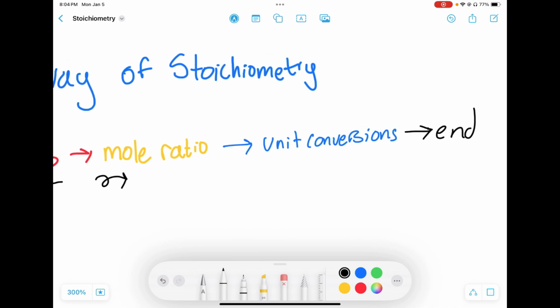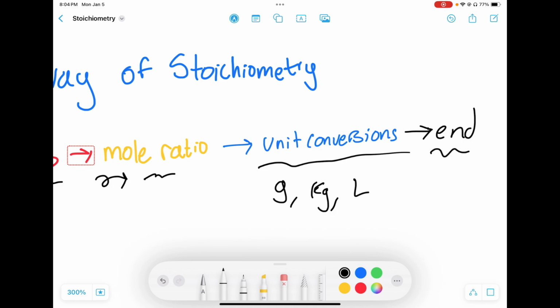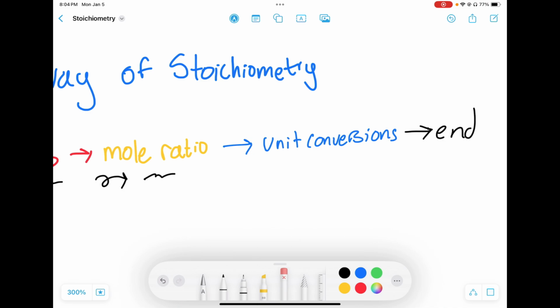And then, you might have to do some unit conversions if you have moles. You usually do have moles at the end because you're with the mole ratio. And if you want to turn that into grams or kilograms or even liters, if you're doing some gas stuff, you're gonna have to use that. And then that's how you get to the end. So it's really not that bad once you think about it.